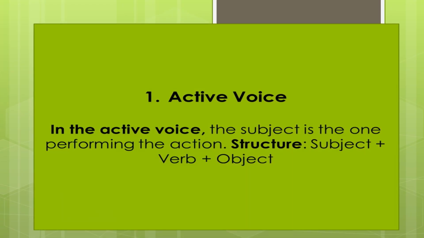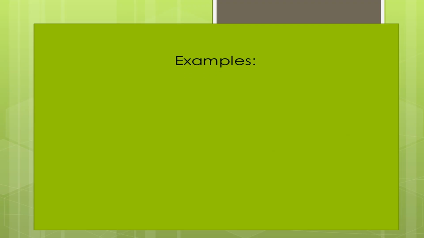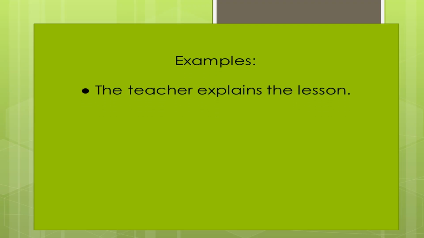Let us start with the active voice. In the active voice, the subject is the one performing the action, and the structure or formula is subject plus verb plus object. Examples: the teacher explains the lesson. Here, the teacher, this is the subject. Explains, this is the verb. The lesson, this is the object. So we have subject plus verb plus the object.